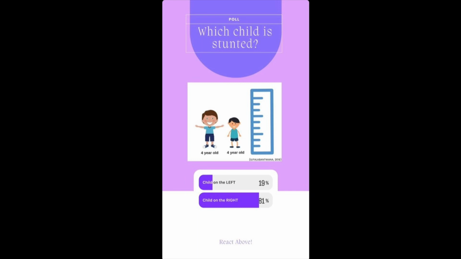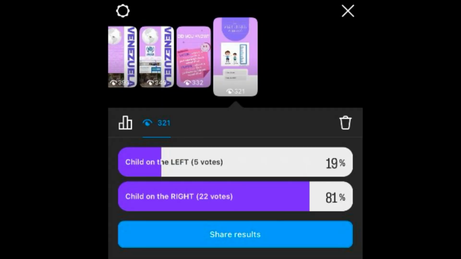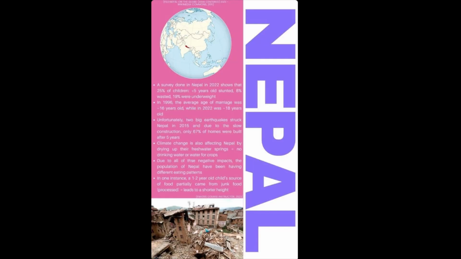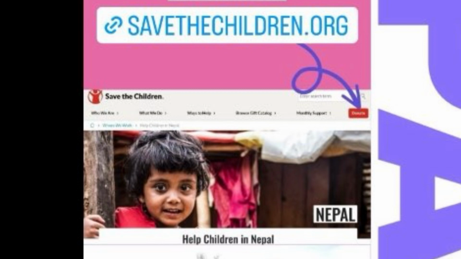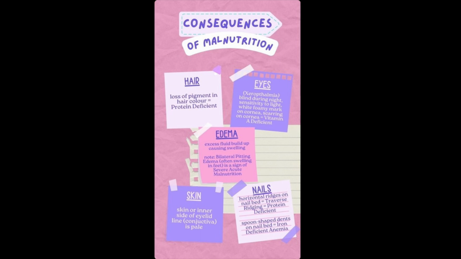I proceeded to test my viewers' understanding by posting a poll reading which child is stunted, the child on the left or the right. Out of 27 respondents, 81% were correct. The week after, I educated my viewers on Nepal. I picked Save the Children to represent Nepal because they advocate for the health and well-being of children to protect them from harm and provide opportunities for them to learn, as children are the most vulnerable in crises like natural disasters. Following the story, I created a visually appealing slide on the consequences of malnutrition.